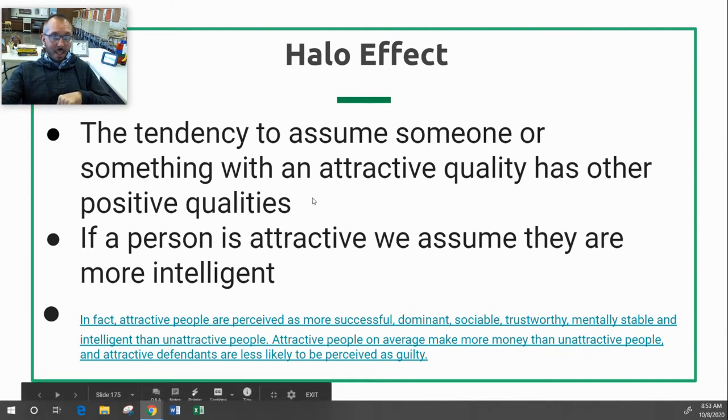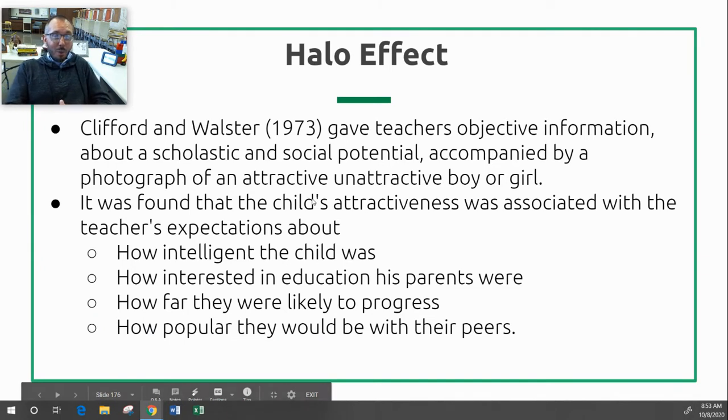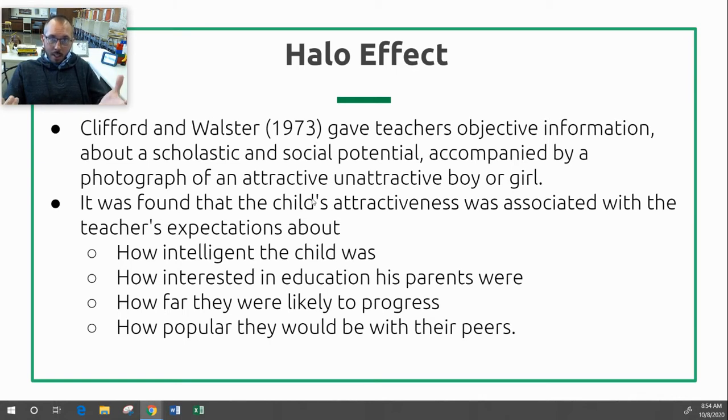We're so basic. In fact, in 1973, researchers gave teachers objective information about the scholastic and social potential of a student accompanied by a photograph of either a cute or an ugly kid. Don't get sad. Don't get sad. No, this is bad. It was found that the child's attractiveness was associated with the teacher's expectations about how intelligent the kid was, how interested in education the kid would be, how far they would likely progress, and how popular they would be with their peers. And these were teachers making this assumption based upon fake photos. If the photo was of a cute kid, they were more likely to be intelligent, interested in education, go far, and be popular.